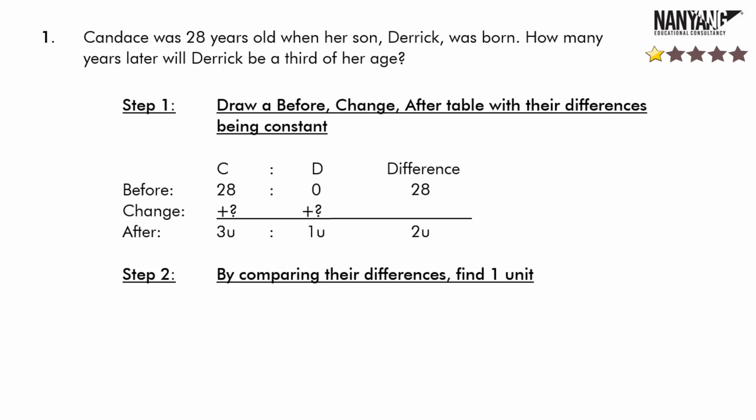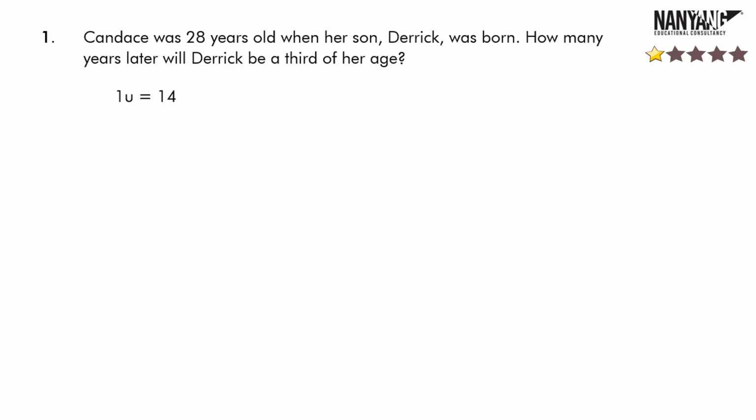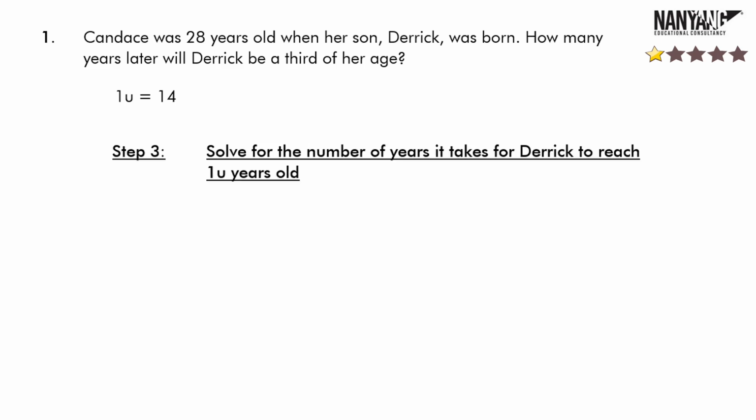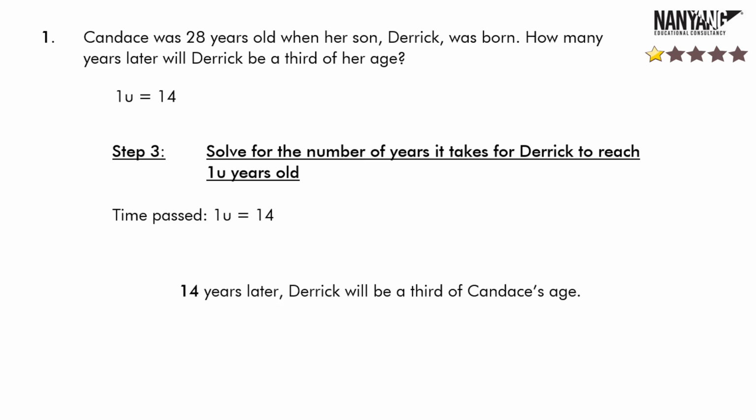So step 2, by comparing their differences, we can find 1 unit. As said before, since this is a constant difference question, 2 units equals 28. So 1 unit is 28 divided by 2, 14. Now with 1 unit, we can solve the number of years it takes for Derek to reach 1/3 of his mother's age, which is 1 unit. And the time passed will be 1 unit equals 14. So that's our answer. 14 years later, Derek will be a third of Candace's age.